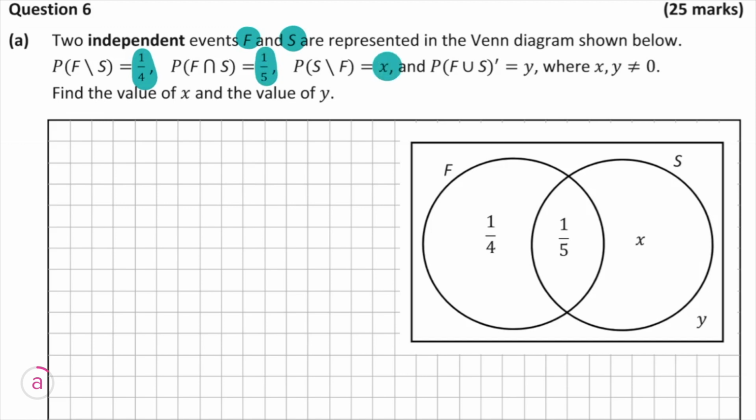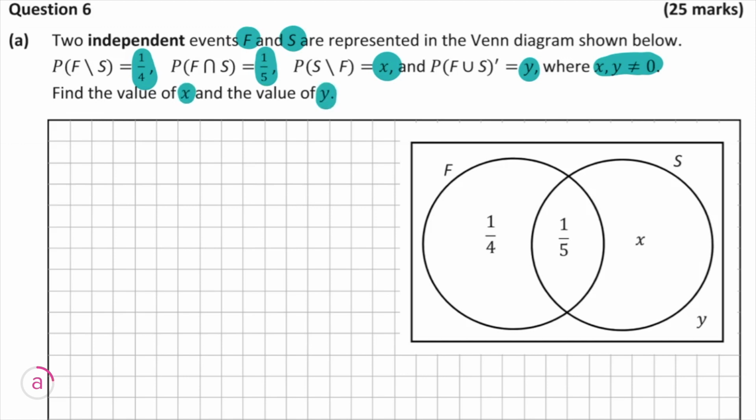And the probability of F union S complement, or everything that's not in F and S, or in F or S, so some tricky word involved here, that's equal to Y. And we're told these are not equal to 0 either. So they're probably both going to be fractions. And all I've got to do is find the value of X and Y.